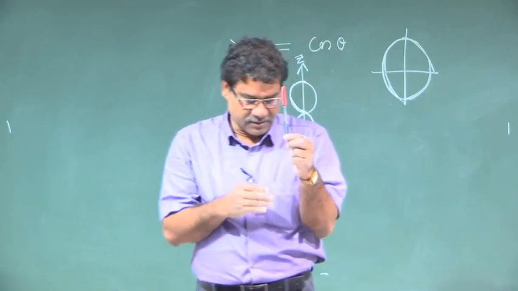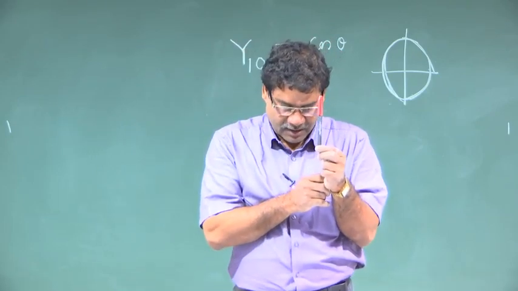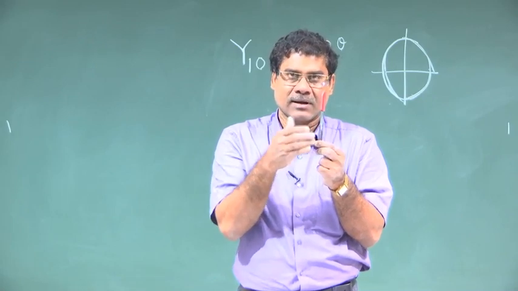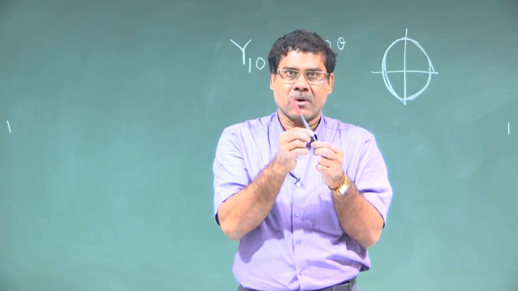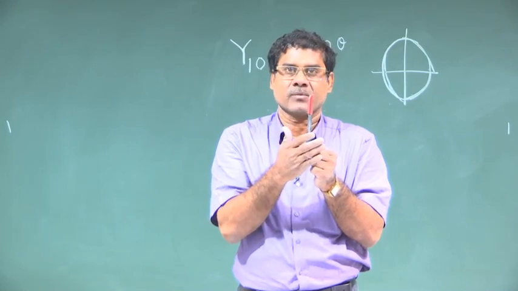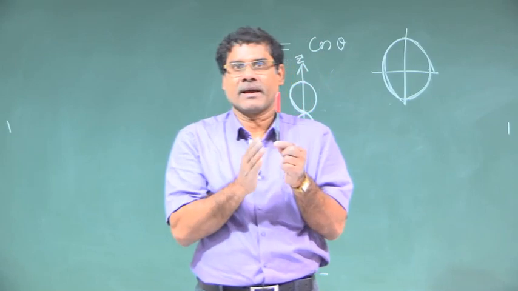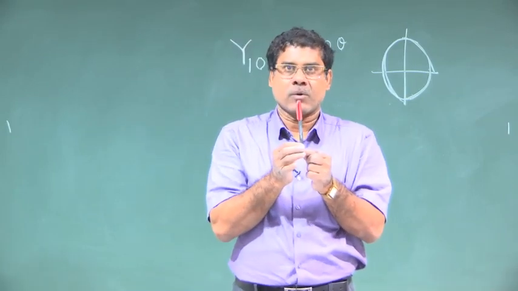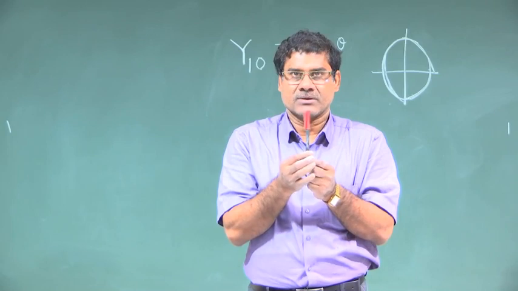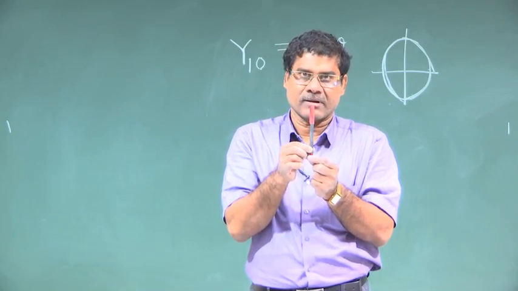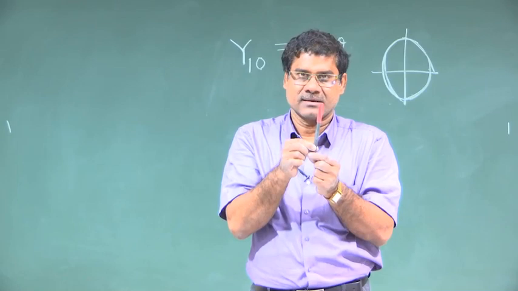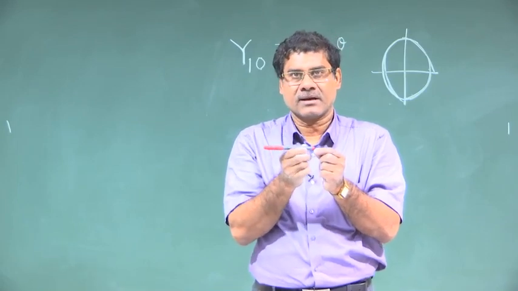In case of m equal to plus minus L, we have seen that this angular density, or probability density, is maximum on the xy plane, and along the z axis the probability to find the electron is 0. That is for the maximum value of m, equal to plus minus L. For the minimum value of m, that is m equal to 0, the maximum probability is along the z axis, and 0 probability on the plane.